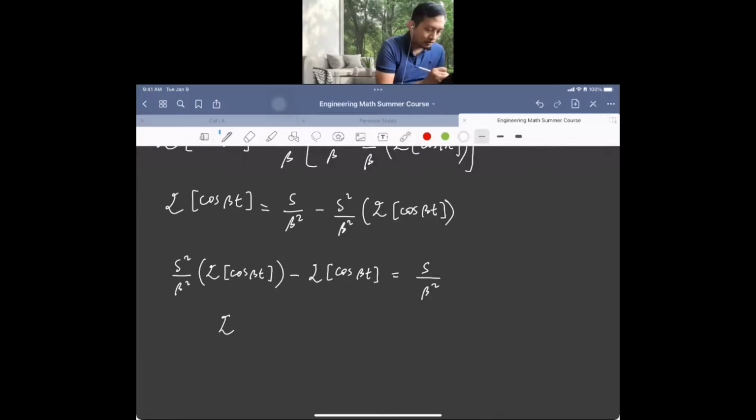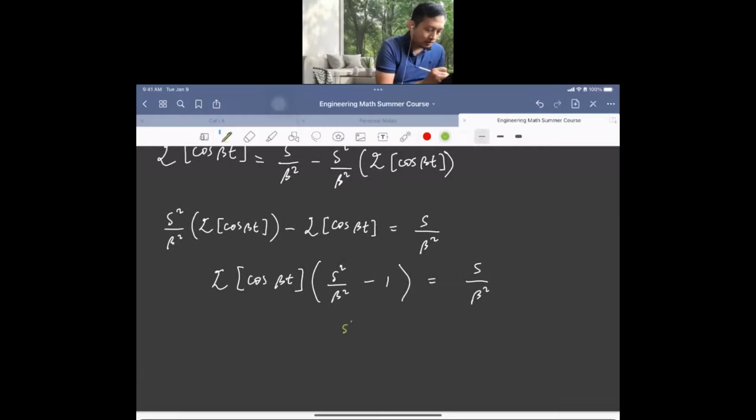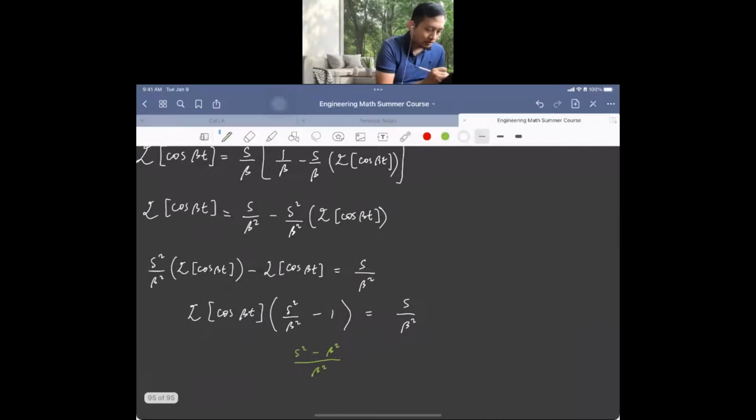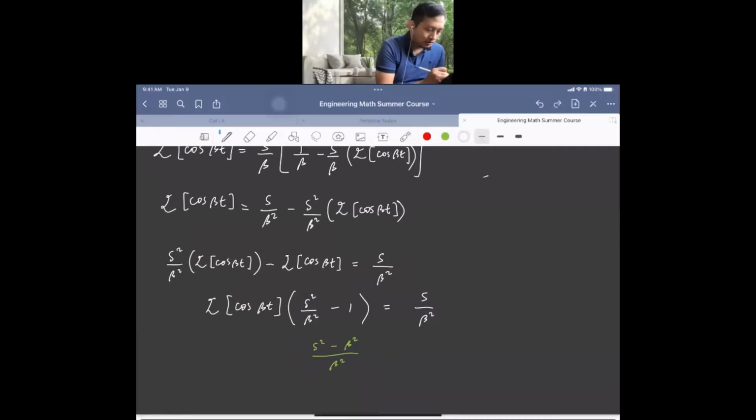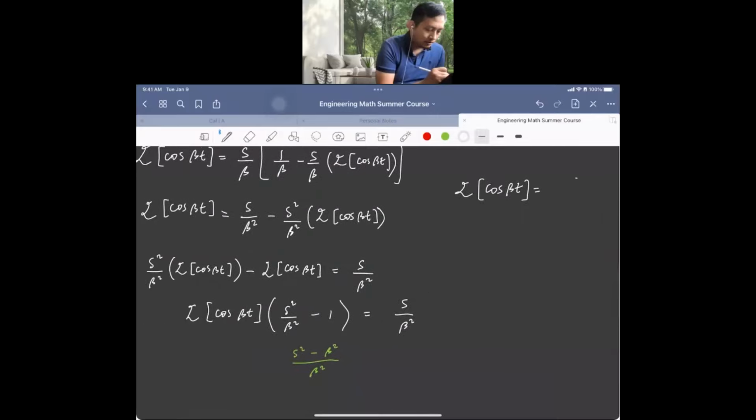So Laplace of cosine beta t times, is 1 plus s squared over beta squared, right? This will be s squared plus beta squared over beta squared. And then we can write the Laplace of cosine beta t is equal to s over beta squared divided by s squared plus beta squared over beta squared. So this will be cancelled.